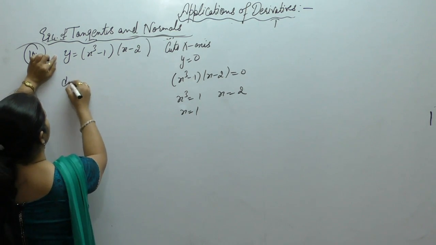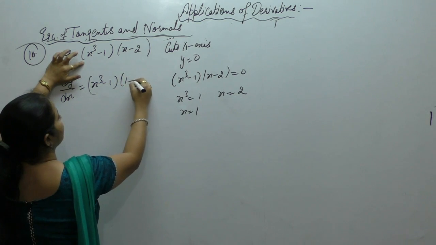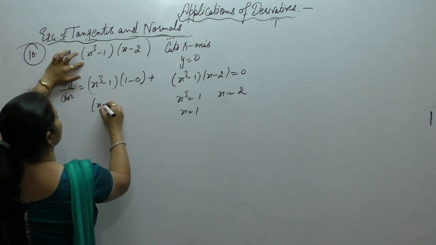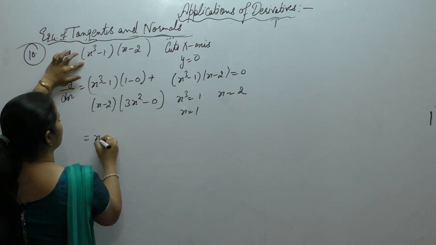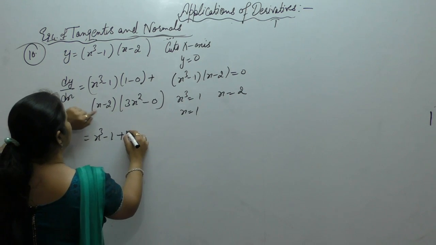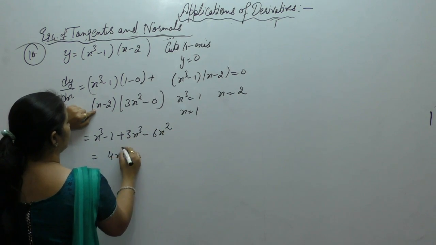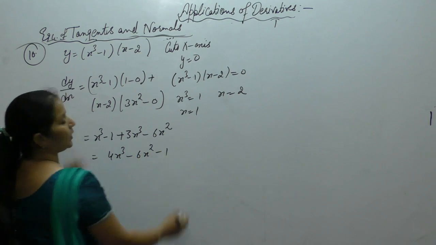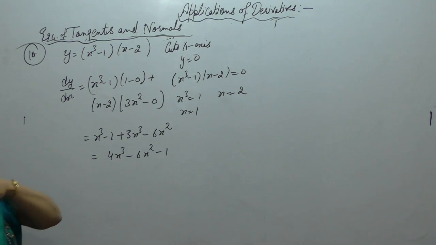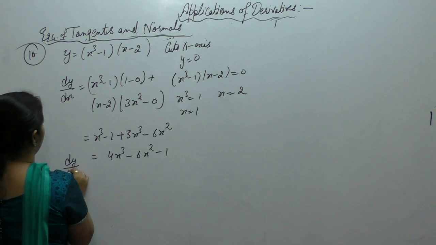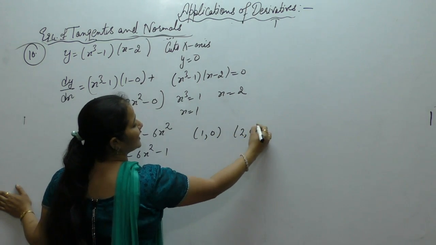Now differentiate it with respect to x. First function as it is, derivative of x minus 2. Plus second as it is, derivative of x cube minus 1 is 3x square. So x cube minus 1, 3x cube, 3 into 2, 6x square. So 4x cube minus 6x square minus 1. Now we want to find the value when x is 1, y is 0, and x is 2, y is 0.